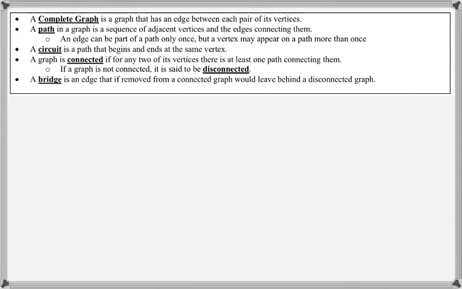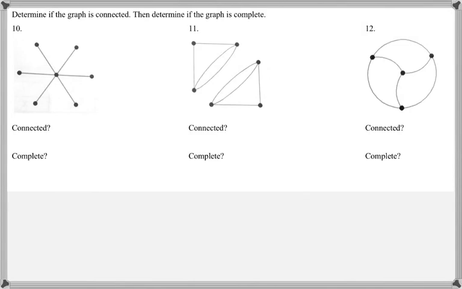A graph is connected if, for any two of its vertices, there is at least one path connecting them. If a graph is not connected, it is said to be disconnected. And lastly, a bridge is an edge that, if removed from a connected graph, would leave behind a disconnected graph. So that was a lot of definitions.